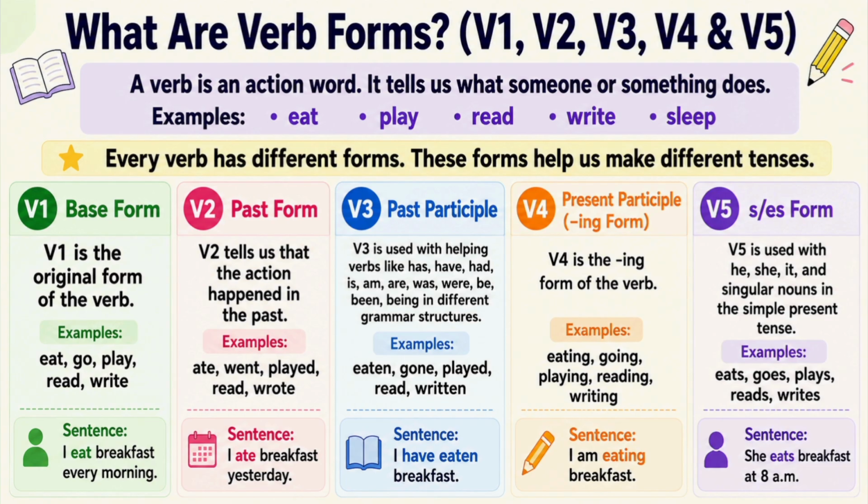V1 is the original base form of the verb, used in sentences like I eat breakfast every morning. V2 is the past form which tells us the action happened in the past, like I ate breakfast yesterday. V3 is the past participle used with helping verbs, as in I have eaten breakfast. V4 is the present participle or the ing form, seen in I am eating breakfast. V5 is the s or es form used with he, she, it, and singular nouns in the simple present tense, like she eats breakfast at 8 a.m.